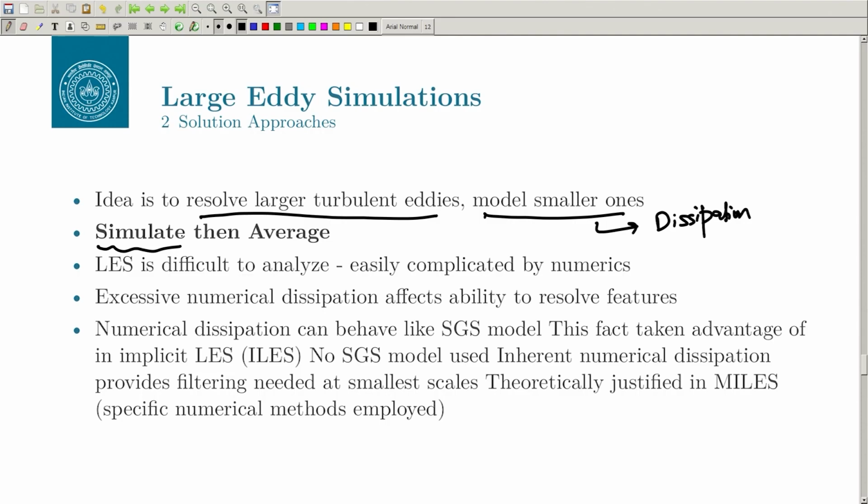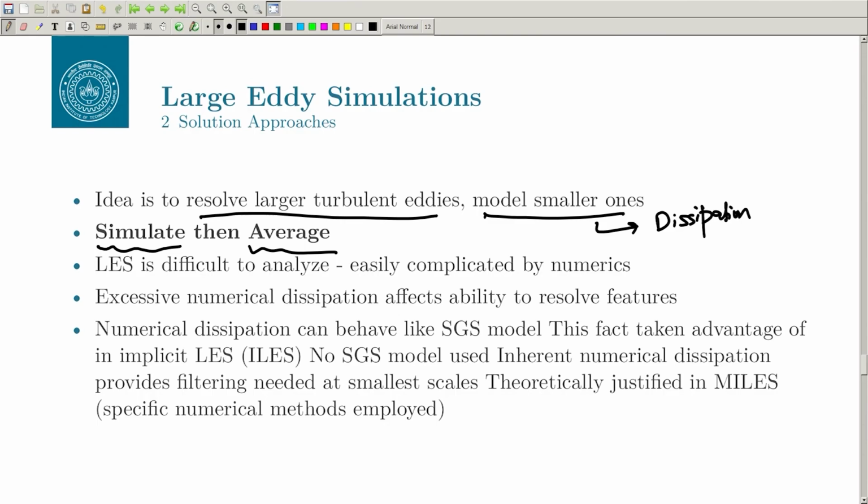So, we simulate; we do not average the equation in the beginning. We simulate the equation as it is, and after that we do averaging if we want to get the mean flow. So, when you simulate you will get the fluctuating quantities, unlike RANS where you get the average quantities. Even in URANS you get the average quantity. So, you simulate and then average. That is the main difference: RANS averages then simulates, LES and DNS simulate then average.